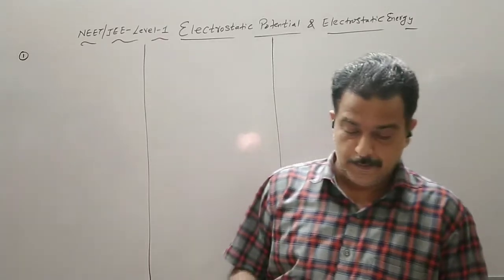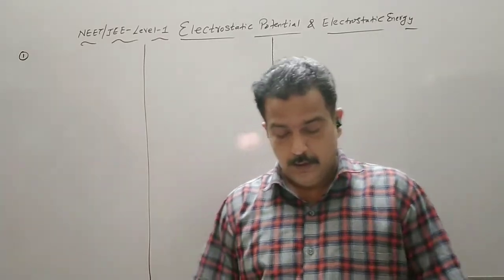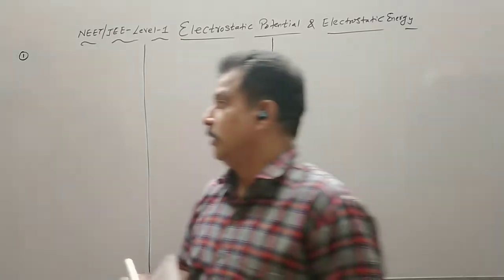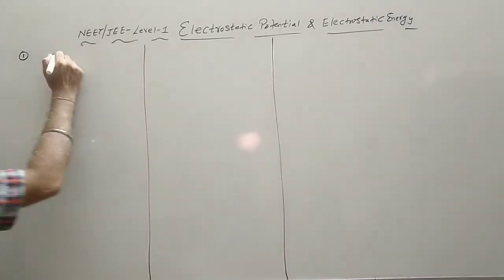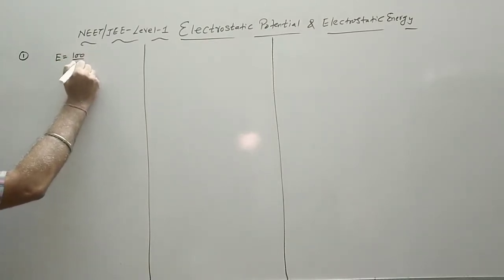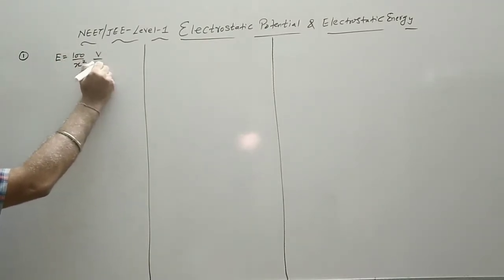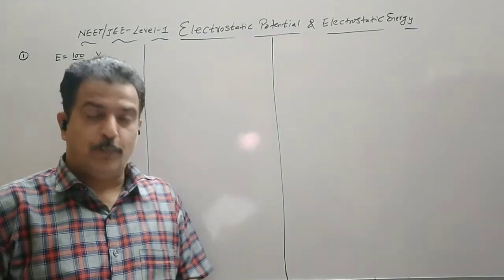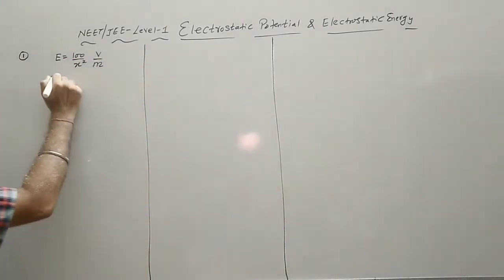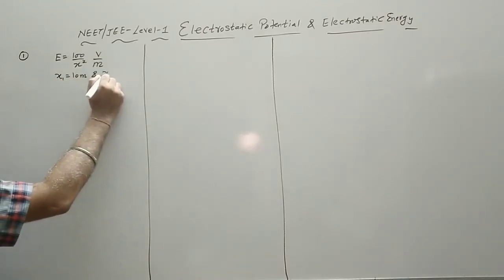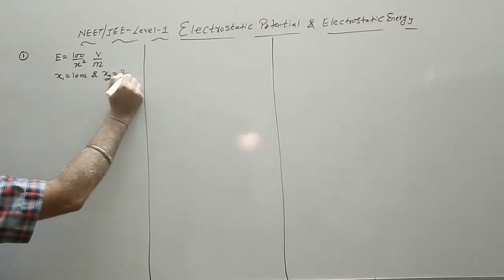Now let us see question number 1. In a region, the electric field intensity is given by 100 upon x square. So the electric field intensity is 100 upon x square V/m. Find out the potential difference between the points. So we have 2 points. Let one point, the initial point, be 10 meter and the final point be 20 meter.